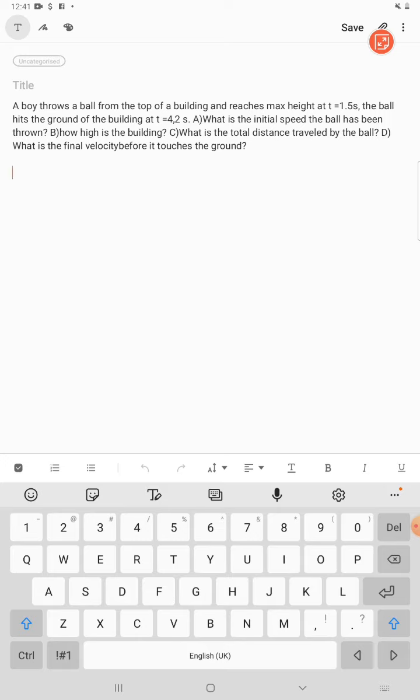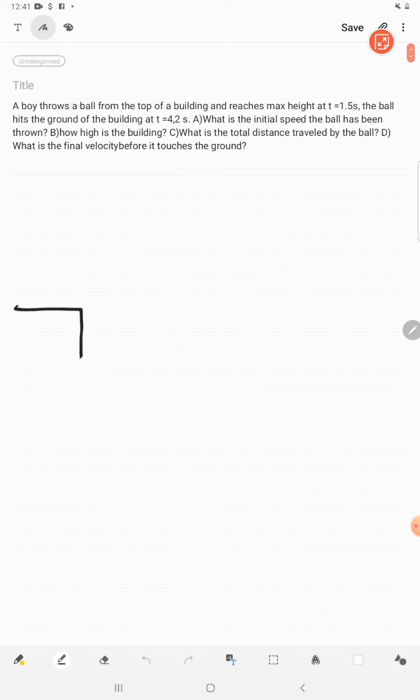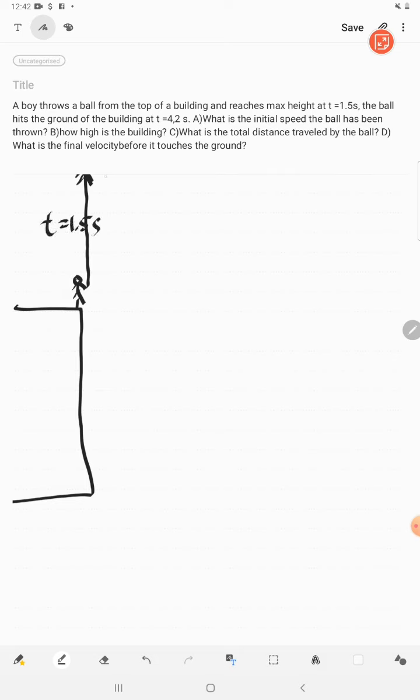So you will see here, let us try to do the picture for this one. As I have told you, example. So this is the building. Okay, the ball is on the roof, and it tries to throw a ball up into the air. Okay, and this is the maximum height. So at t equals 1.5 seconds, the ball reaches maximum height.